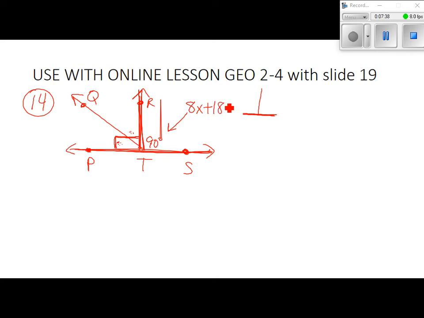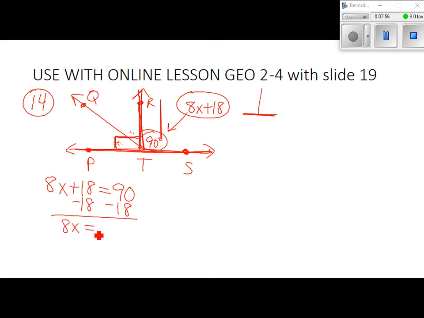What equation can we set up? 8x plus 18 equals 90. It's just this equals that angle that we said was 90, right? So we solve that. Somebody read the problem again to make sure that we know what they asked us to find. What's 72 divided by 8? And they said just find x? Yep. So that's our answer.